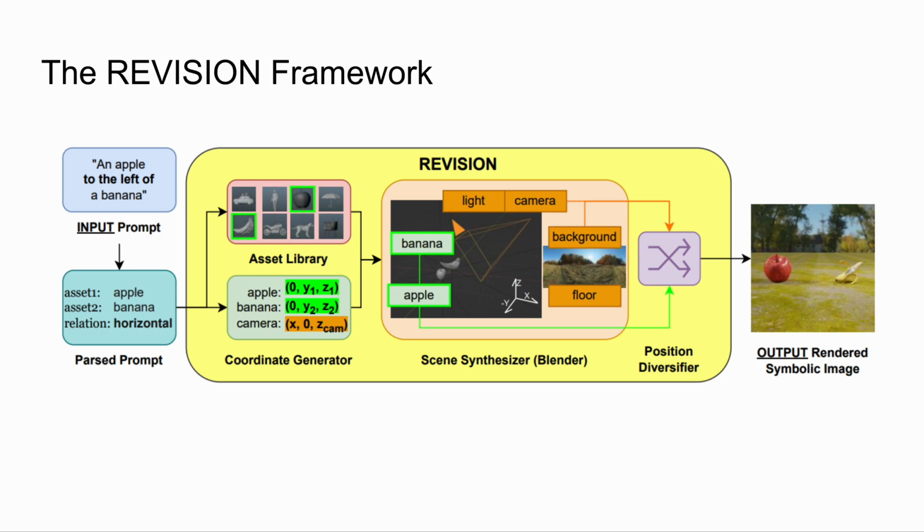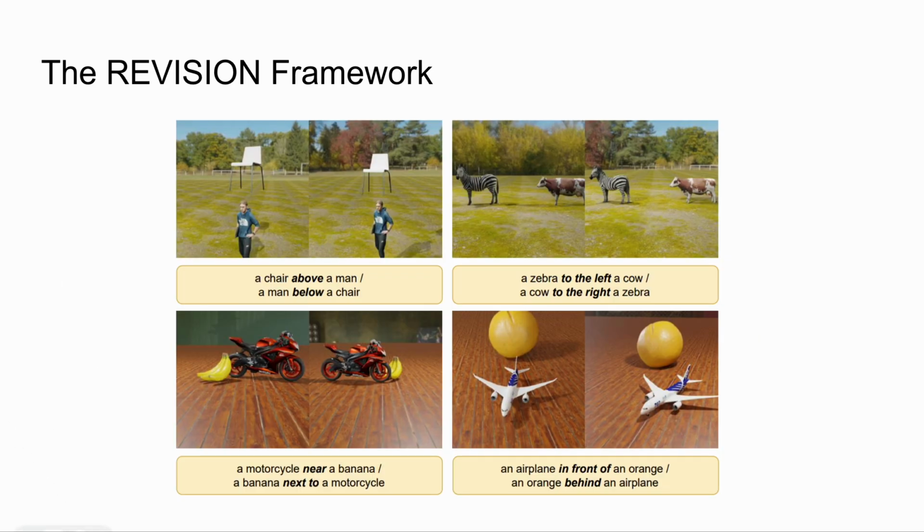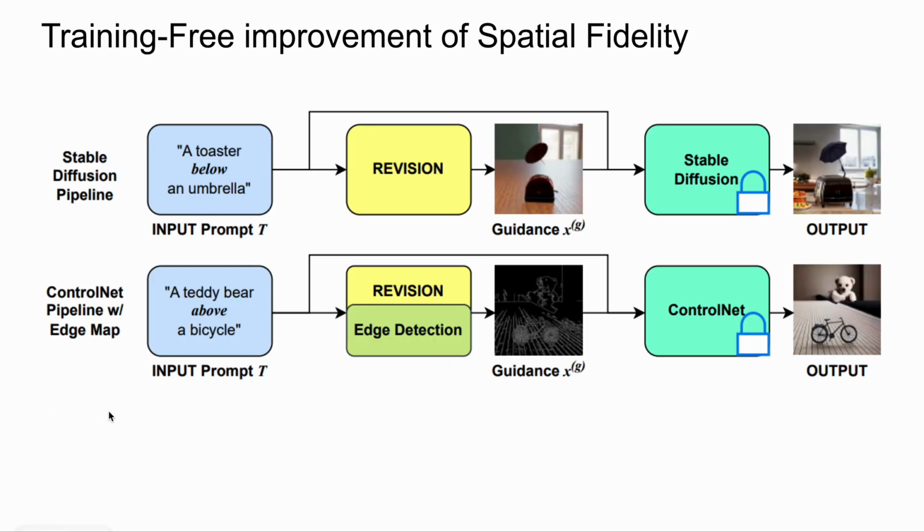The position diversifier ensures diversity in object orientations, backgrounds, and camera angles for each invocation of ReVision. Shown here is an example of the position diversifier, where given the same assets and relationship, ReVision can generate different looking reference images. In ReVision, we reformulate the standard text-to-image setup into an image-to-image process conditioned on text, where the input image is generated via our rendering pipeline.